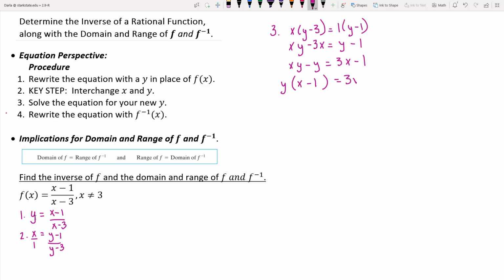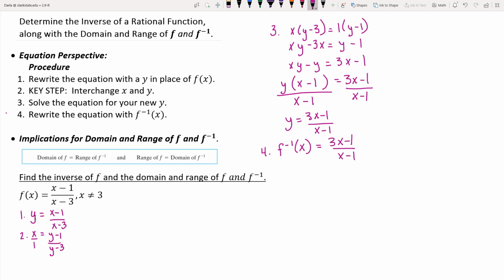And to solve for that y, all we need to do now is divide off the factor x minus 1. What we do to one side, we do to the other. And so we can see that y is (3x minus 1) over (x minus 1). And that new y that we just solved for is our inverse, so it's f inverse of x. So that's our last step, step 4. So we just rewrite it. Instead of y, we put in f inverse of x is (3x minus 1) over (x minus 1). So we found the inverse.